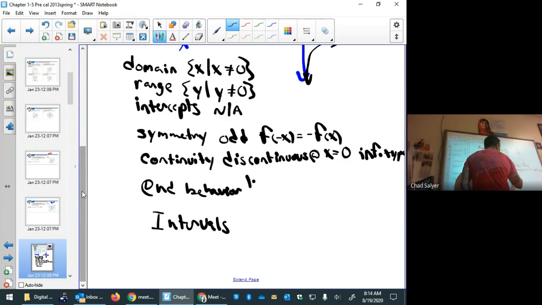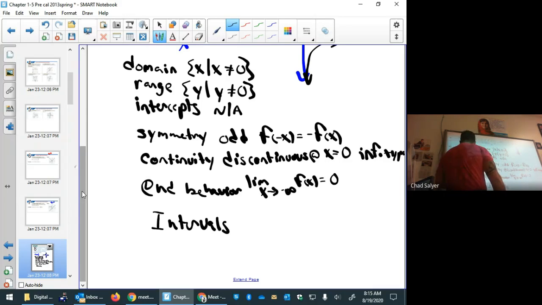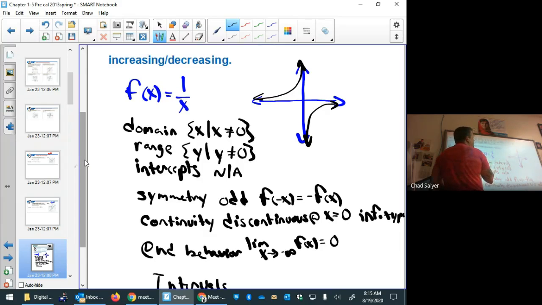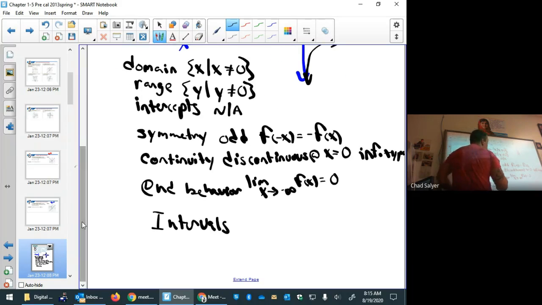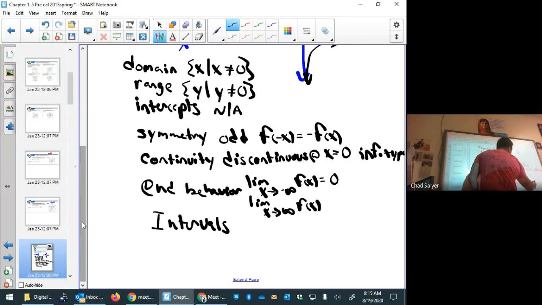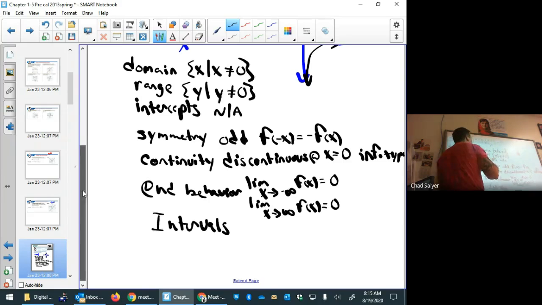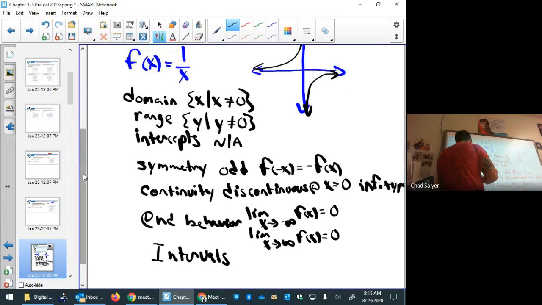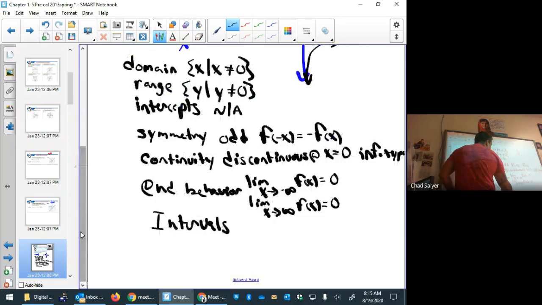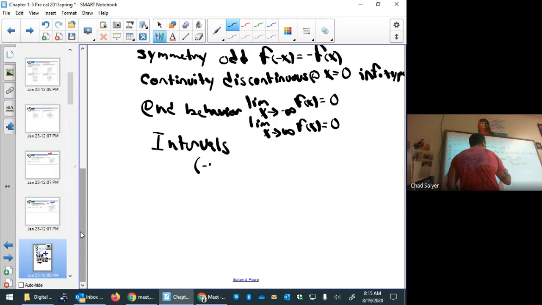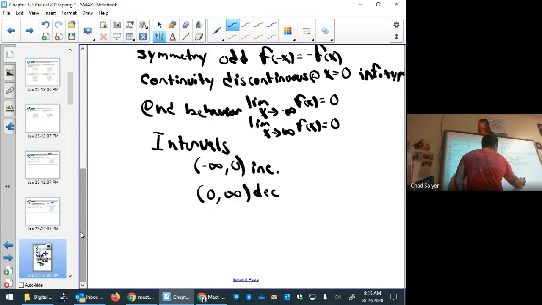The end behavior. So this will be two limits. The limit as x goes to negative infinity of f of x, and that's going to be 0. You see how as we go further and further out to the left, the graph would get closer and closer to 0. And then the limit as x goes to positive infinity of f of x also equals 0. You'll see the same behavior as we go out to the right, just approaching from a different direction. And then intervals. So it's got two intervals. First of all, negative infinity to 0, where it is increasing, and then 0 to infinity, on which it is decreasing.